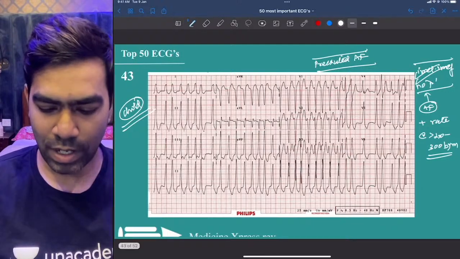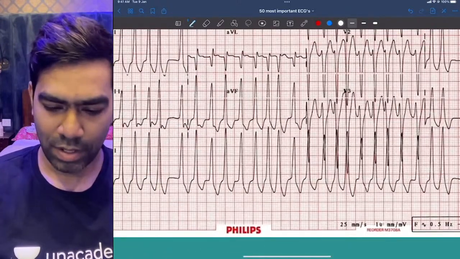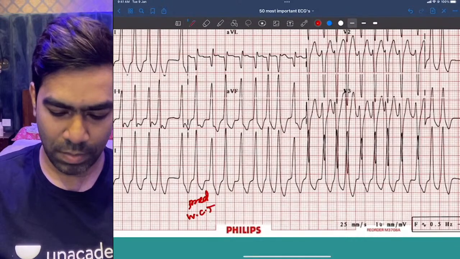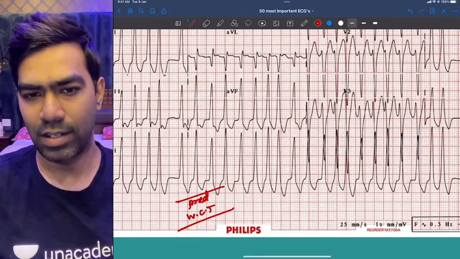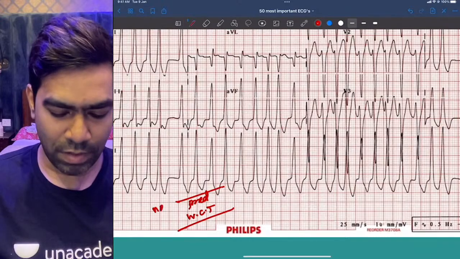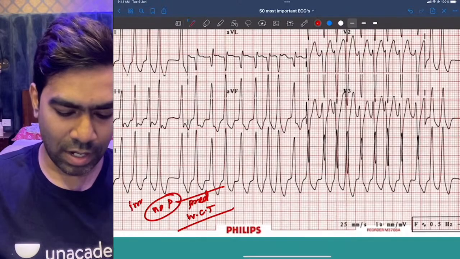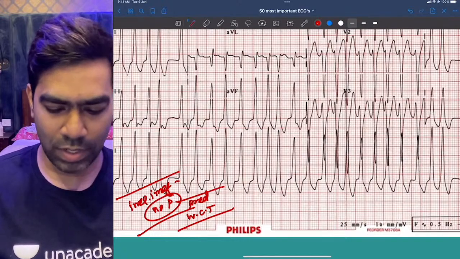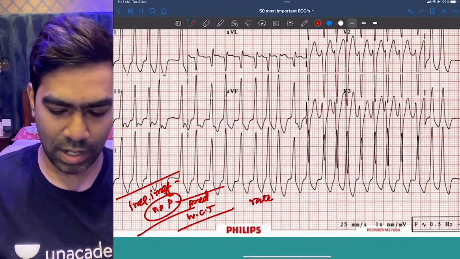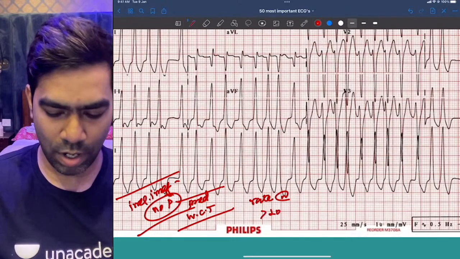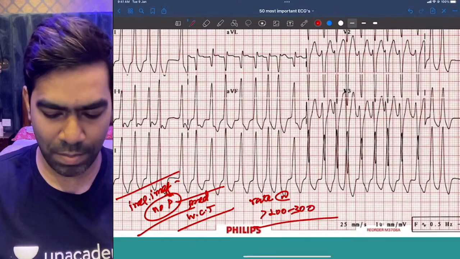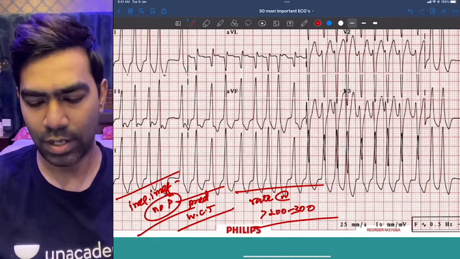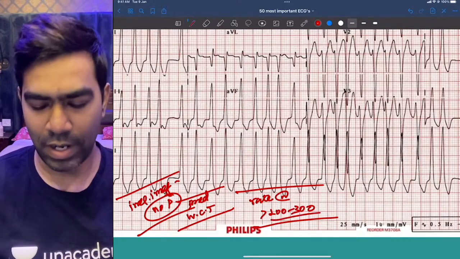As usual, how are you going to make a diagnosis of pre-excited AF? It will be a predominantly wide complex tachycardia, you won't have a P wave, and the patient will have an irregular rhythm. On top of this, if you see a rate happening at more than 200 or 300, which is impossible in routine atrial fibrillation, because in routine atrial fibrillation you have the AV node to protect from having this much of a ventricular rate.